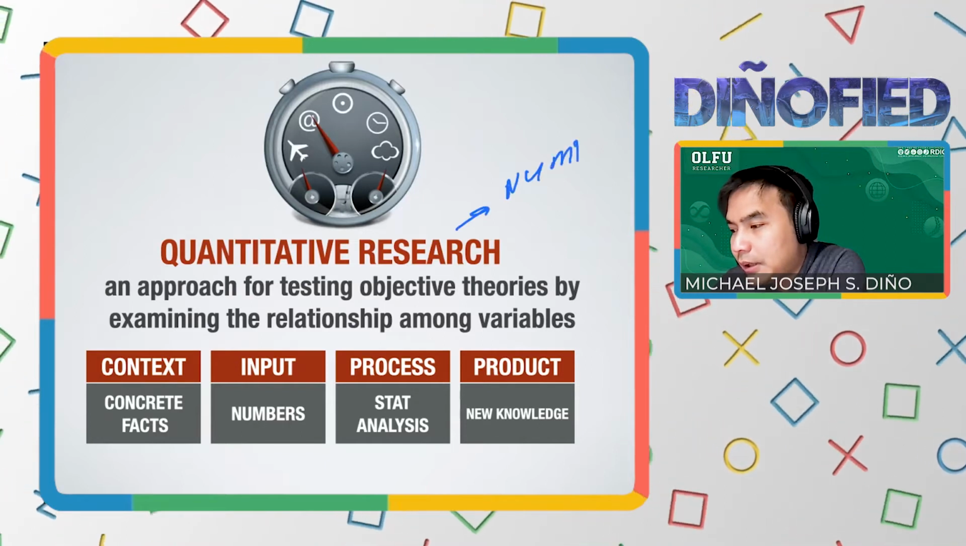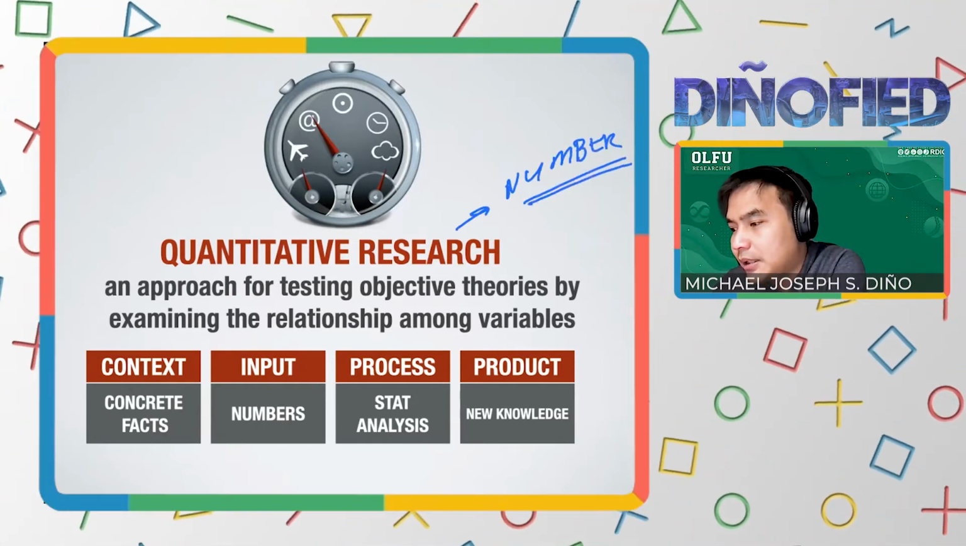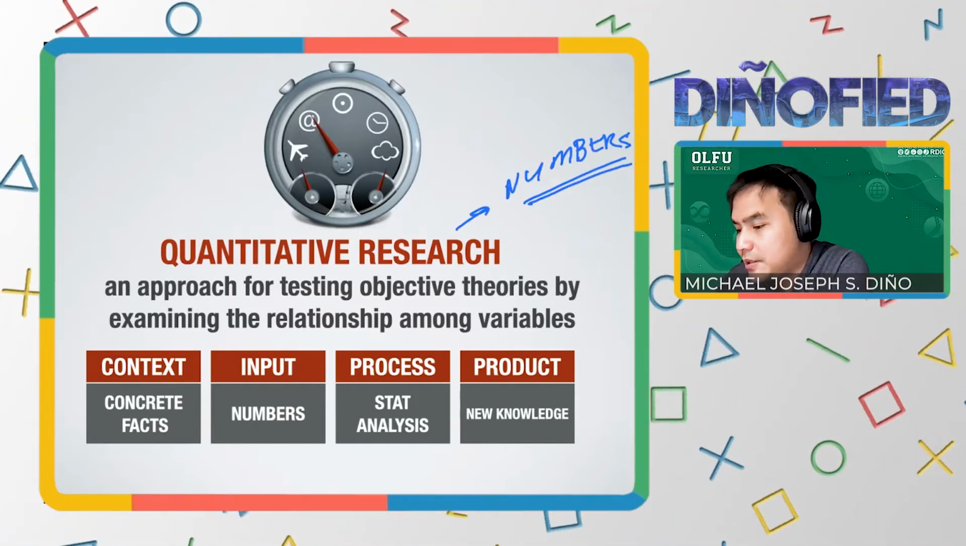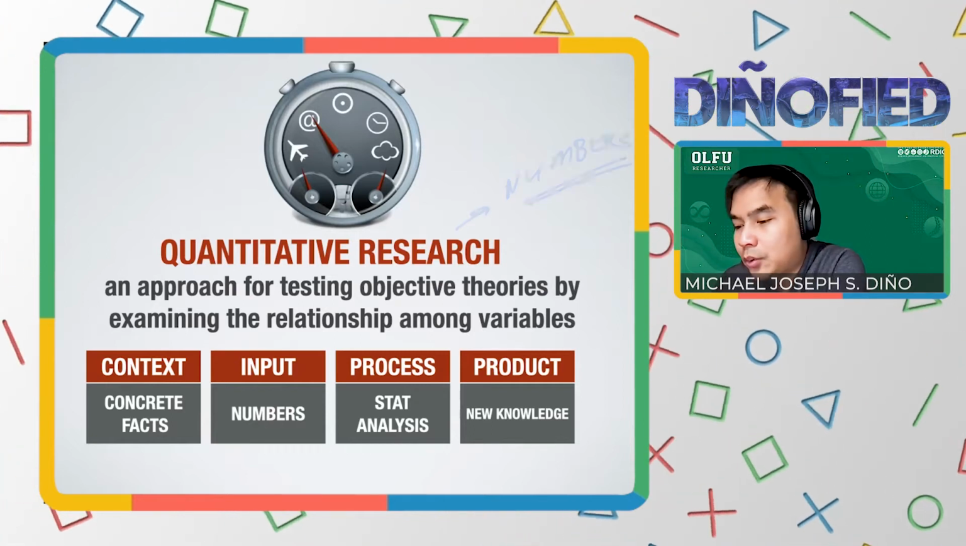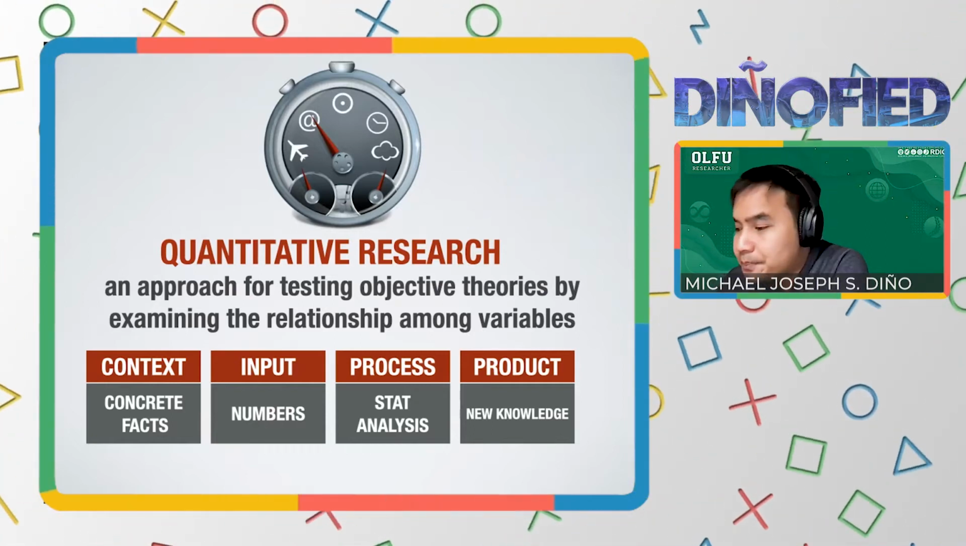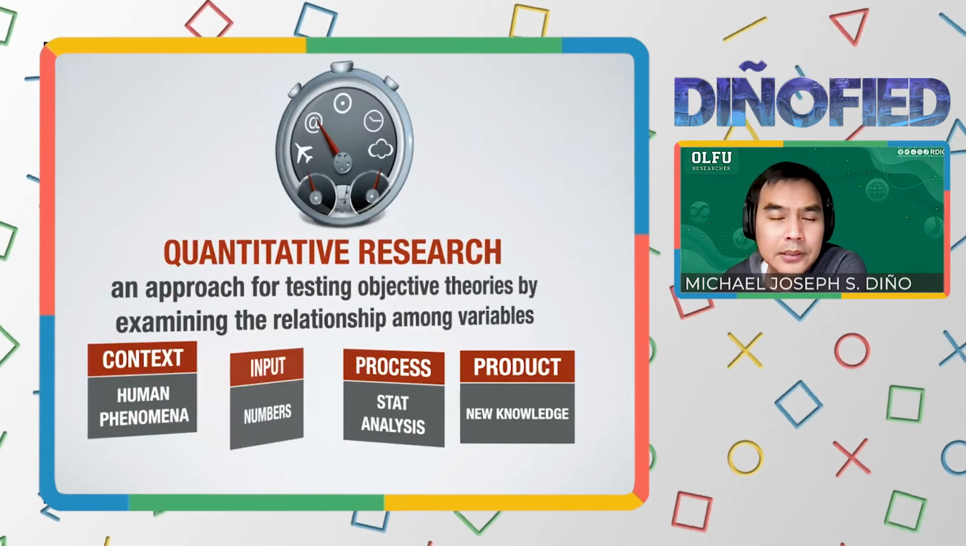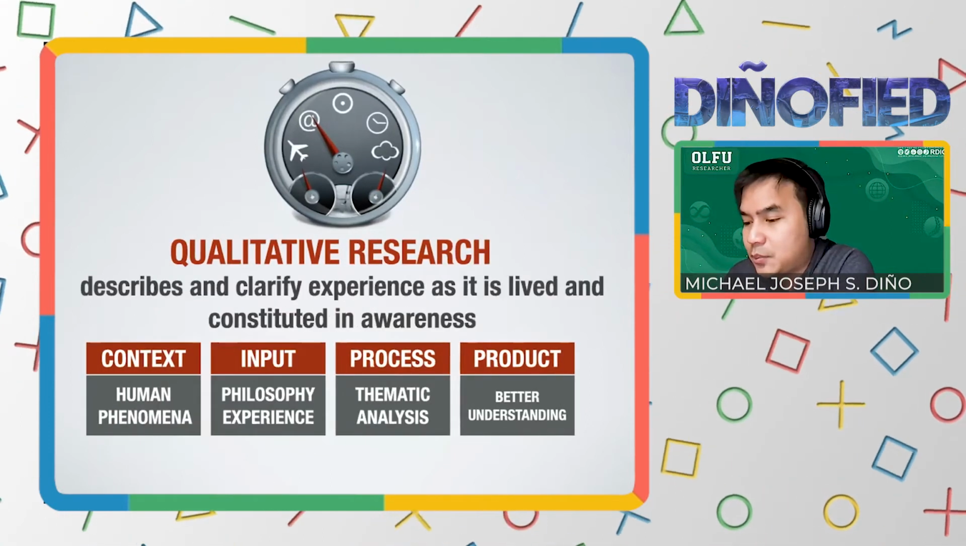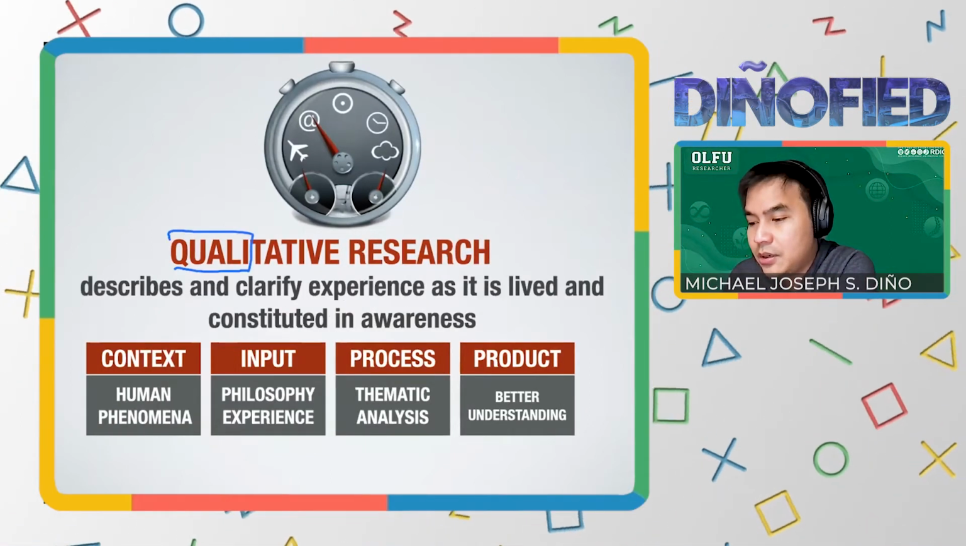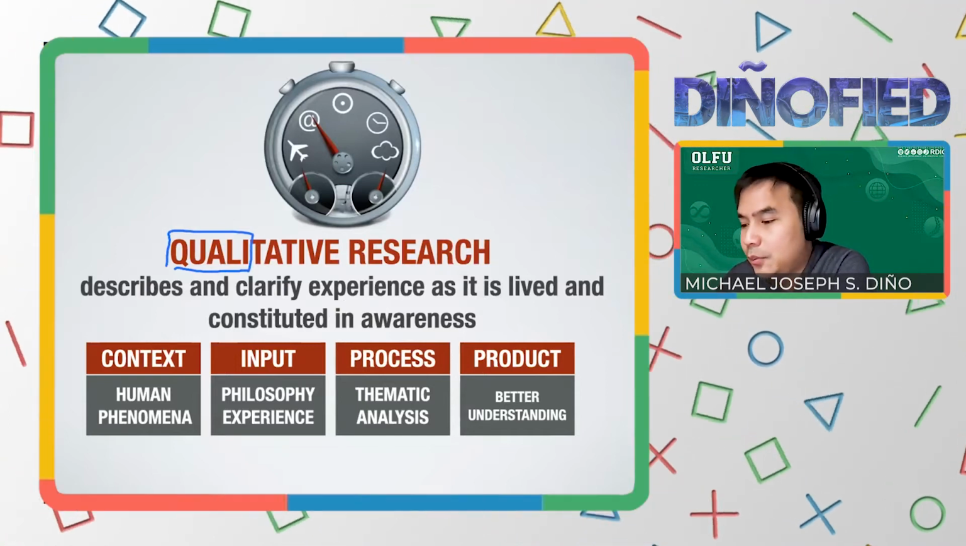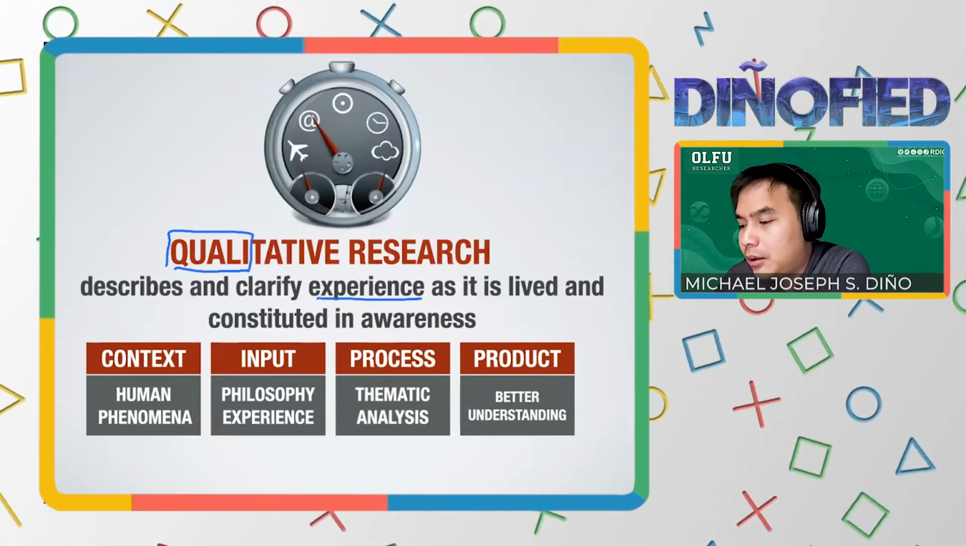So everything that we quantify, every research that involves numbers, is part of what you call the quantitative research approach. On the other hand, the exact opposite of that is what we call qualitative research. From the word qualitative, we will be working on experiences.